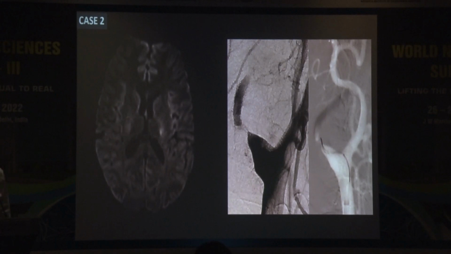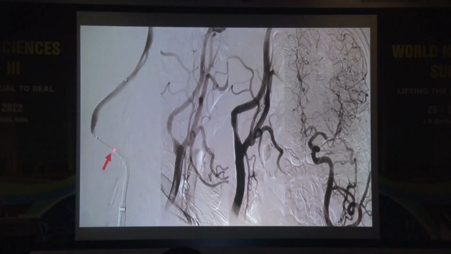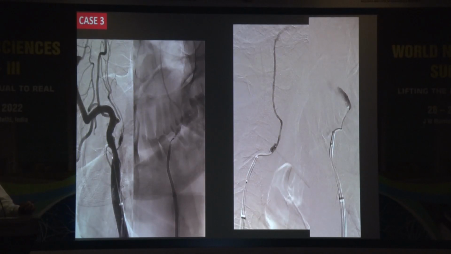The wire will be difficult to cross. We have to use support of a microcatheter to dig a channel. It's basically you are digging through the internal carotid artery to find a true lumen and open these arteries. So these are again like bad examples.